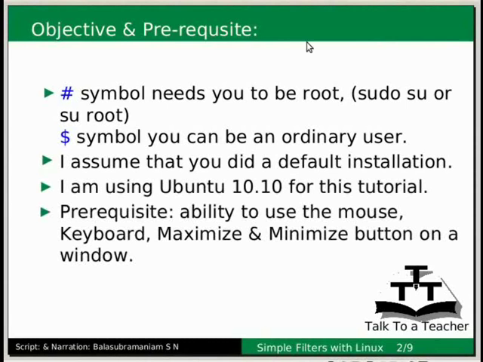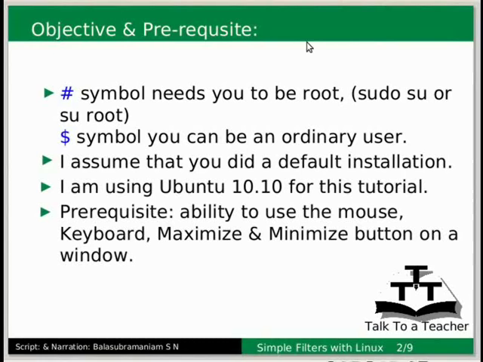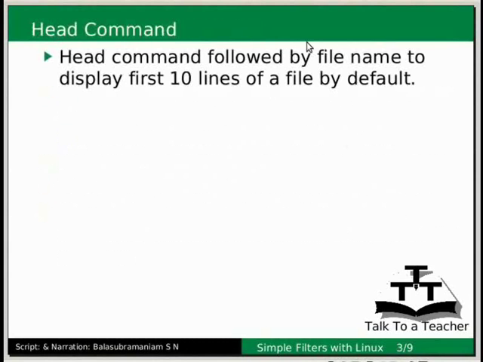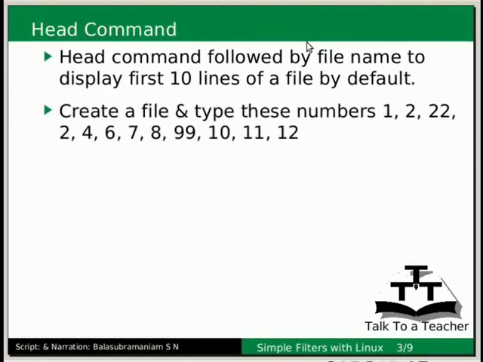Prerequisites for this module are the ability to use mouse, keyboard, maximize and minimize buttons on a window. We use the head command followed by an ASCII file name to display the first 10 lines of a file by default. Let us create a file.